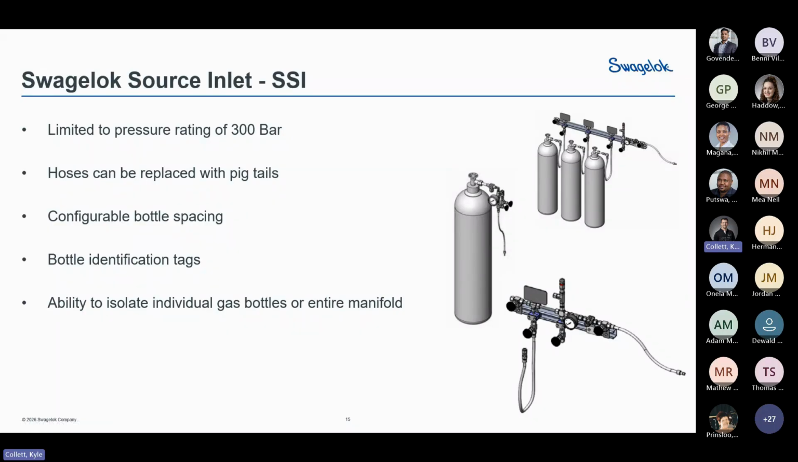So finally, I would just like to touch on the gas distribution systems we are able to supply here at Swagelok Sub-Saharan Africa, starting with the Swagelok source inlet. As mentioned before, this is the start of the system where your supply and storage take place. These systems are available in a variety of configurations depending on your needs. These systems, however, do have a maximum pressure rating of 300 bar, but I think our standard bottles are typically between 2 and 250 bar.